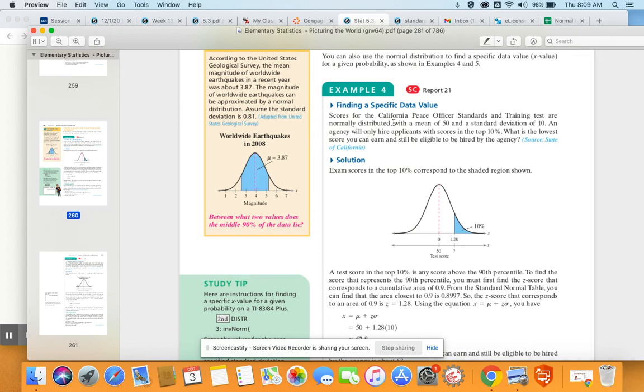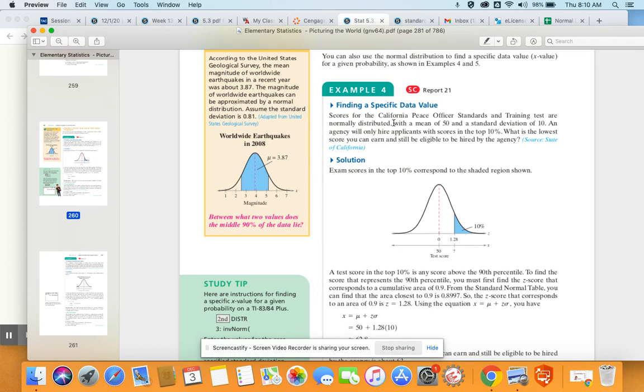Scores for the California Peace Officer Standards Training Test are normally distributed with a mean of 50. That's important, so write that down. Mean is 50. Standard deviation is 10. An agency will only hire applicants with scores in the top 10%. What is the lowest score you could earn and still be in the top 10%?